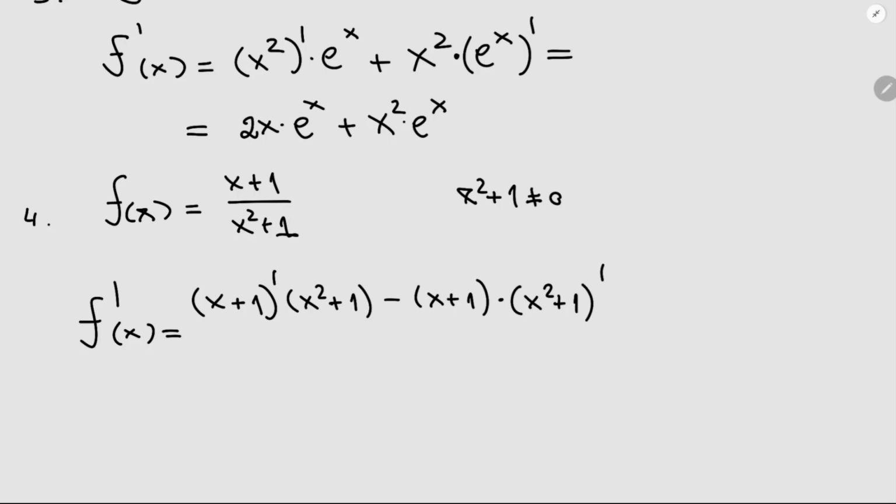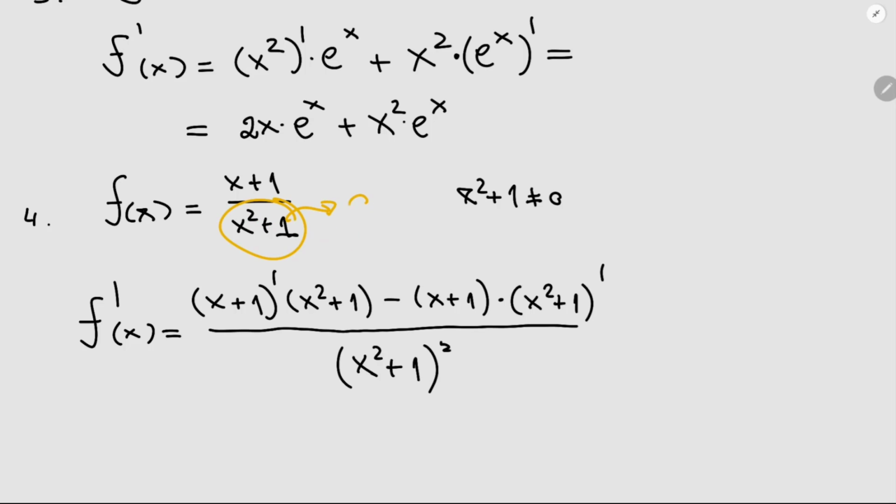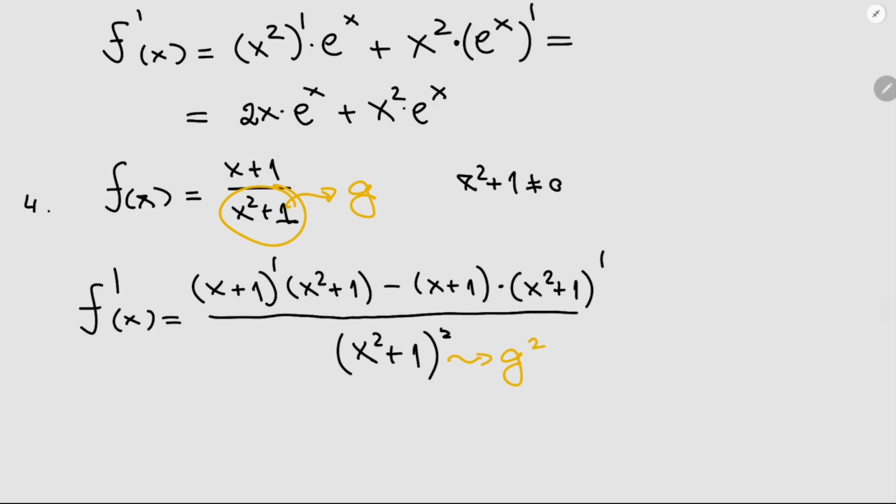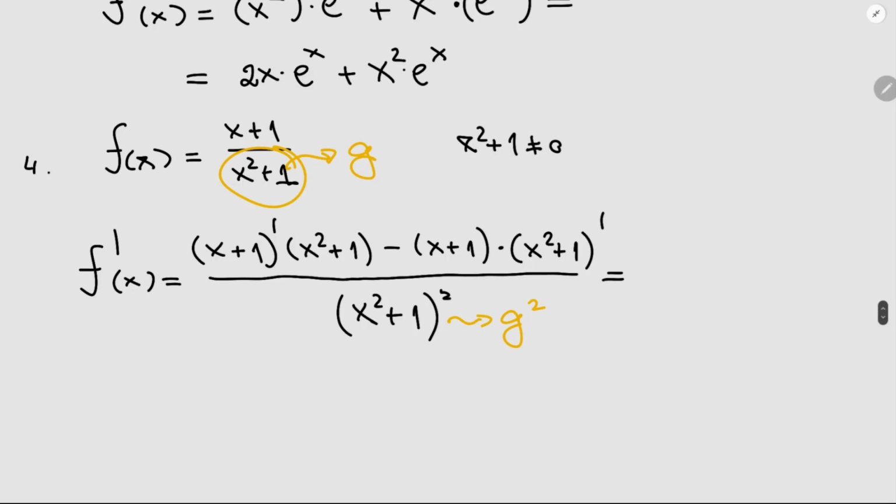So x squared plus 1. And everything here has to be divided by the square of the denominator. So this is the g, and here is the g squared. Okay, so let's see what we get.